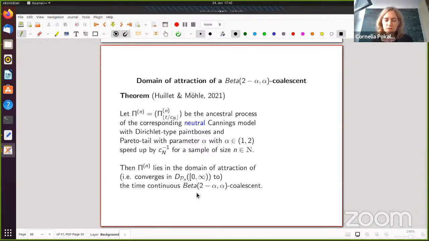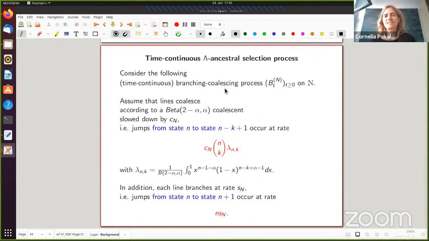So this means that when we consider our neutral Cannings ancestral selection process, this process should be, if we rescale time, very close to this beta coalescent. So the following model with selection should be close to our Cannings ancestral selection process with selection. We consider the following process. If we have n lines, then we assume that k lines merge, so we have a jump from n to n minus k plus 1 according to this rate of the beta coalescent. That was the approximating process in the neutral case, but now we have to slow down time by the factor Cn.